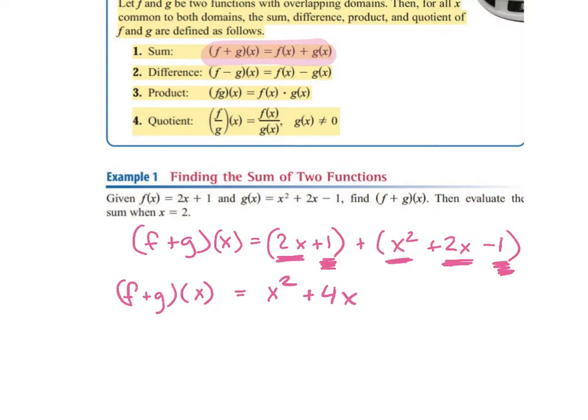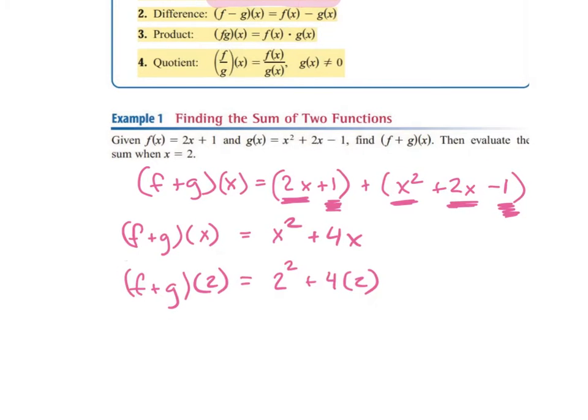Now to evaluate the sum when x is equal to 2, we just plug 2 in for x. So our f plus g of 2 is going to be 2 squared plus 4 times 2. So all we're doing is taking that 2 and plugging it in for x. So 2 squared is 4, plus 4 times 2, which is 8. So here our answer would be 12.